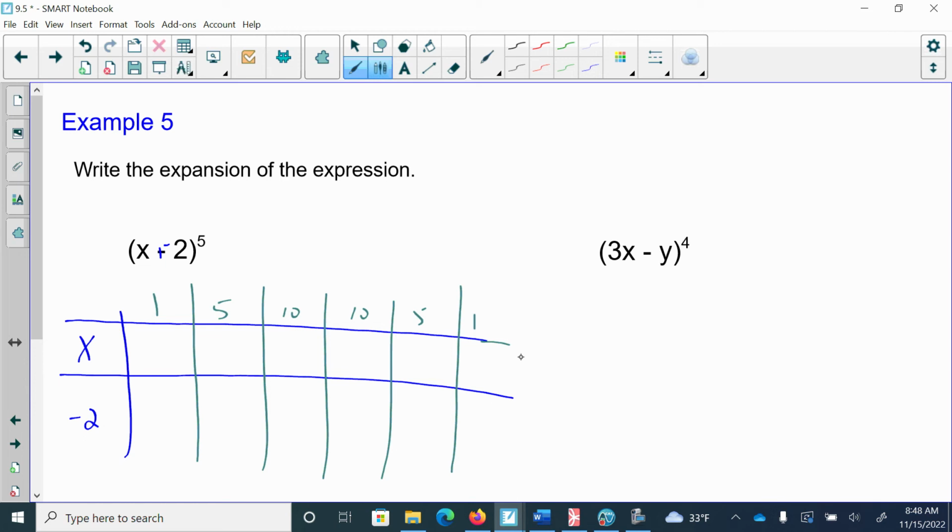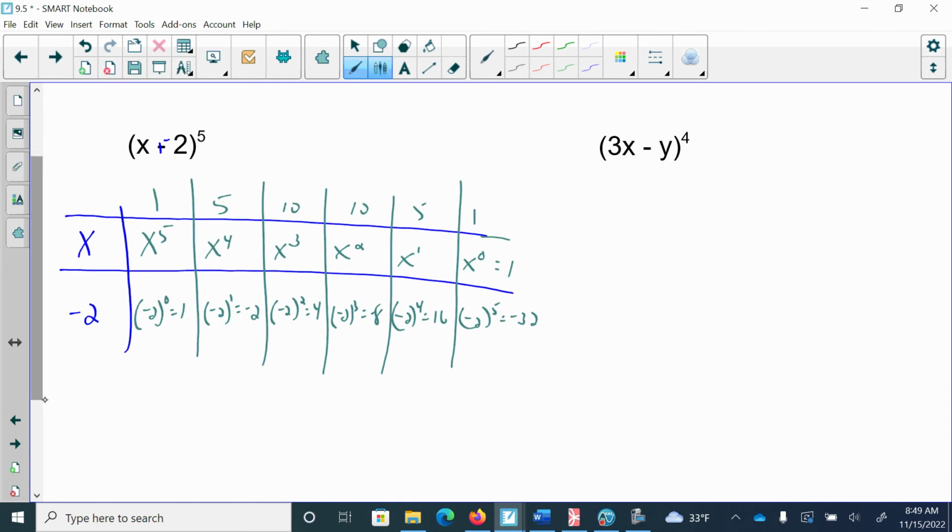Now I'm going to start this x to the 5th, x to the 4th, x to the 3rd, x squared, x to the 1st, and this is technically x to 0, which is 1. Then I'm going to do negative 2 to the 0, which is 1, negative 2 to the 1st, which is negative 2, negative 2 squared, which is positive 4, negative 2 to the 3rd, which is negative 8, negative 2 to the 4th, which is positive 16, and then negative 2 to the 5th, which is negative 32.